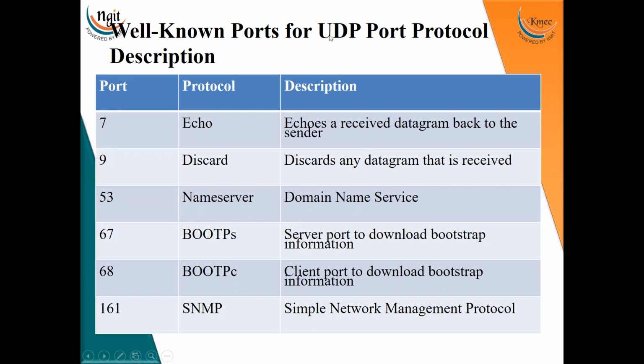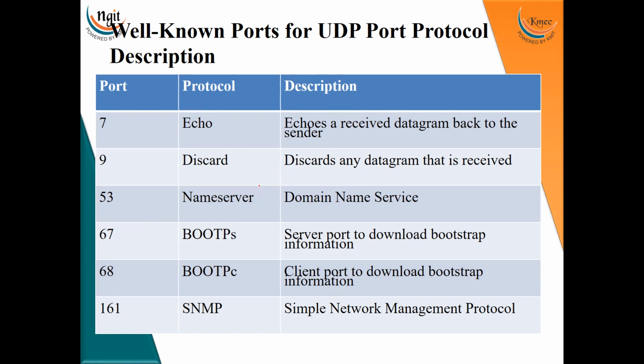Now, the well-known ports for UDP transmission. These are the well-known ports for UDP transmission. Port number 7 is for echo. It is the echo protocol, which means it echoes the received datagram back to the sender. Port 9 is the discard protocol. It discards any datagram that is received.